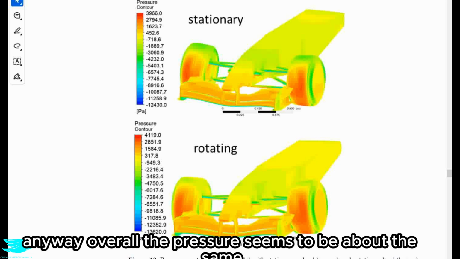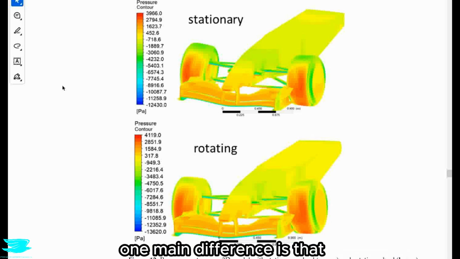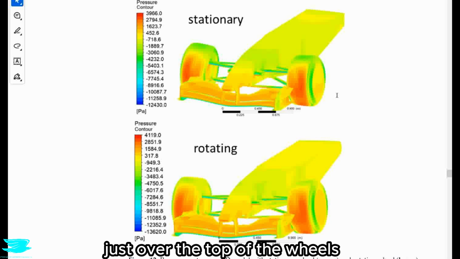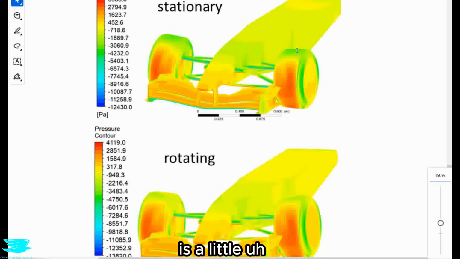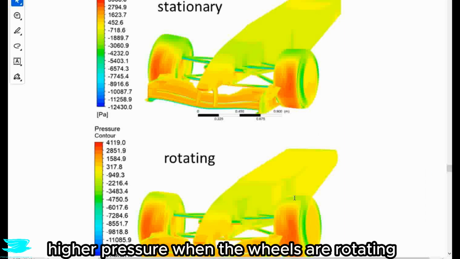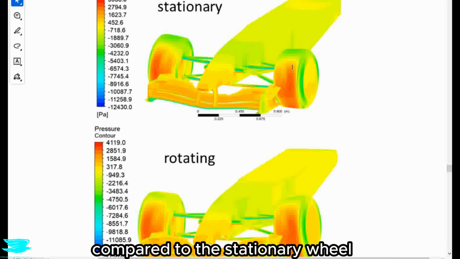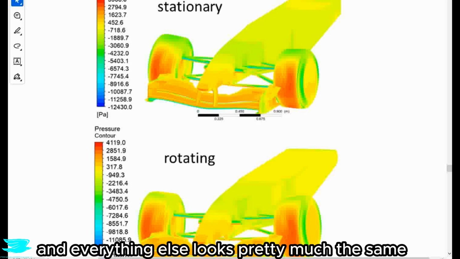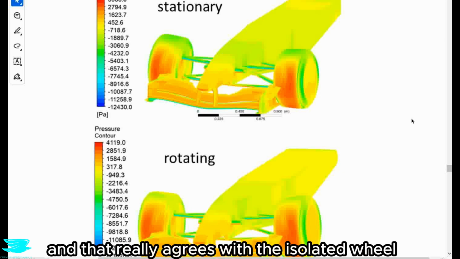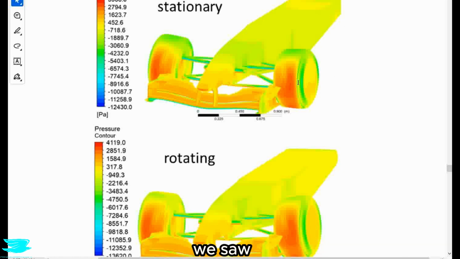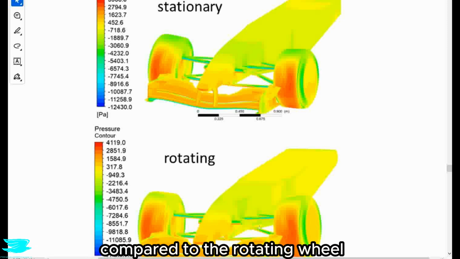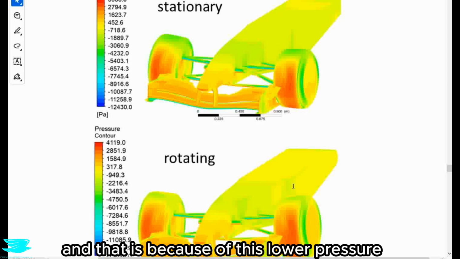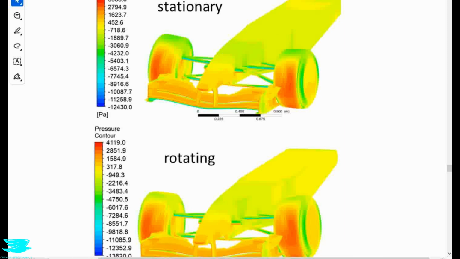Anyway, overall, the pressure seems to be about the same. One main difference is that just over the top of the wheels, let me zoom in a little bit, over the top, there is a little higher pressure when the wheels are rotating, so this bottom figure here compared to the stationary wheel. And everything else looks pretty much the same. And that really agrees with the isolated wheel where we saw that there was higher lift for the stationary wheel compared to the rotating wheel. And that is because of this lower pressure compared to the higher pressure.